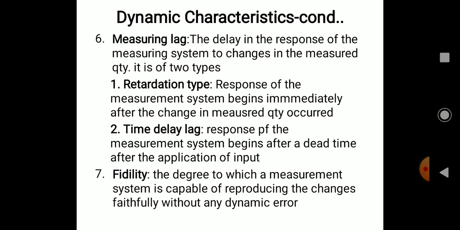One is the retardation type. The response of the measuring system begins immediately after the change occurs in the measured quantity. That is the retardation type. The other is time delay lag, where the response of the measurement system begins after a dead time. Some time is there, 1 or 2 seconds or 0.1 seconds, and only then will it start responding. That's a time delay lag.